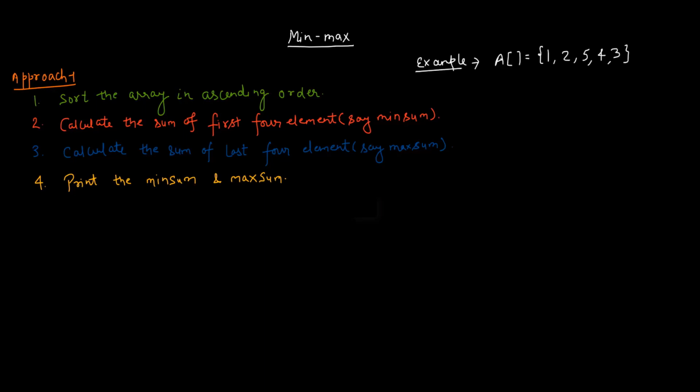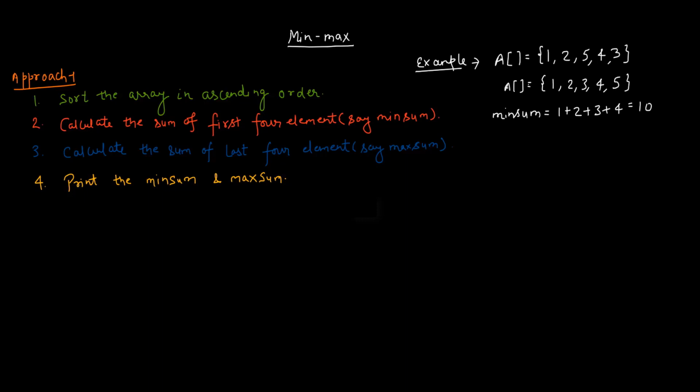For example, we have an array of 5 elements represented by A. Now we will follow each and every step and see the outcome. First, we are going to sort this array. So after sorting, we will get this output. Now the second step is to calculate the sum of the first 4 elements. So we will calculate the sum of the first 4 elements and assign it to min sum. So you can see, after calculating the result of 4 elements, we will get 10, and we are storing it inside min sum.